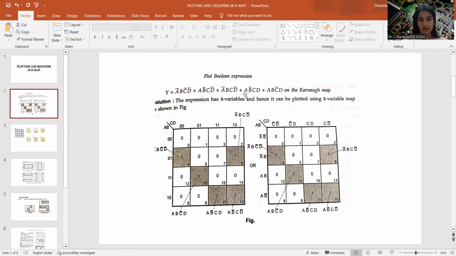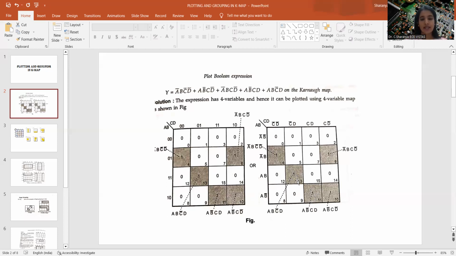The fourth product term, AB'CD: coinciding with AB' and CD is the 11th cell, hence we plot a 1 there. The last product term is ABC'D. It's in the 13th cell, hence we plot a 1 here. This is how we plot a K-map based on the min term expression.